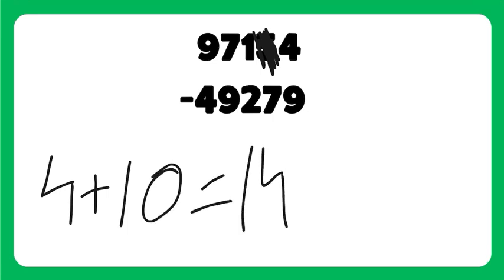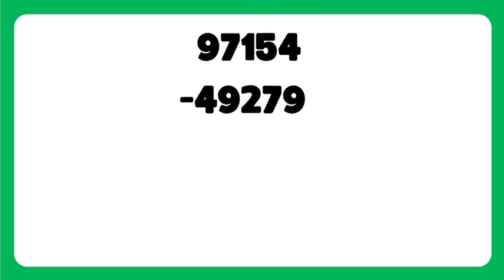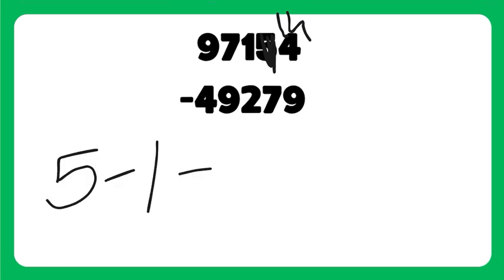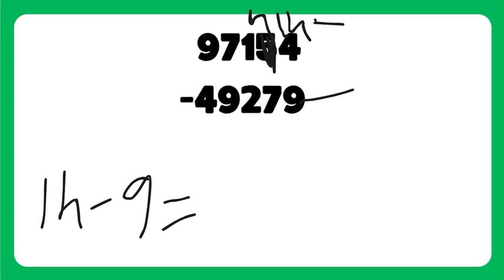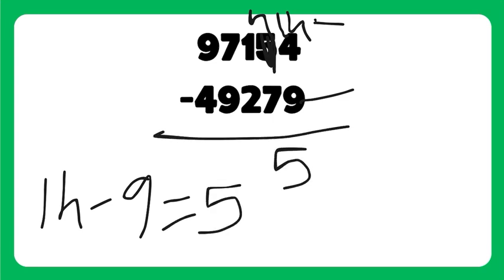So the 4 will be getting its power, and this is going to become 14. And this 5, because it loses power, it will lose 1, and that gives 4. So this 5 will become a 4. So now over here we have a 14, and over here we have a 9. 14 minus 9, that gives us a 5. So I will write down a 5 over here.